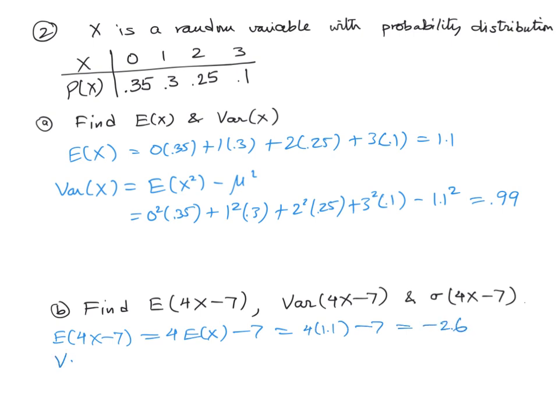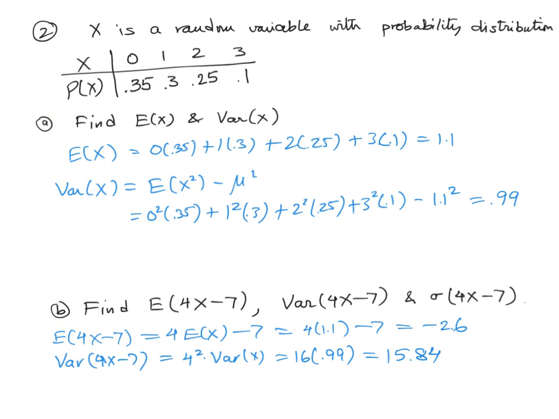Now to do variance of 4x minus 7, that's just going to be 4 squared times variance of x. And remember, the minus 7 does not affect variance because all the data got moved 7. The spread didn't get changed. So this is just 16 times the 0.99. So I end up with, now I'm going to give all the decimals here because I'm going to use that to find the standard deviation, 15.84.